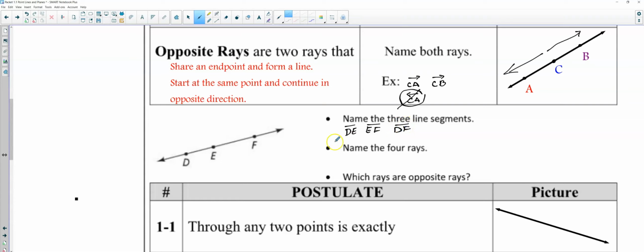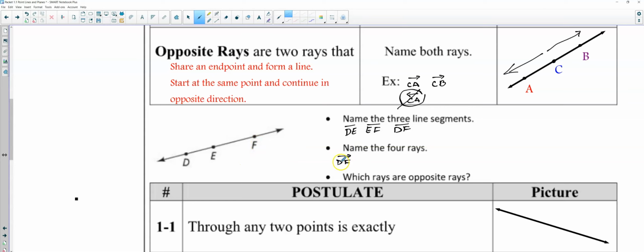And those are my 3 segments here. It says name 4 rays. Well, let's name 4 rays. Well, the first one would be ray DF. Let's look at that one. Ray DF. It starts at D. It goes through F and through E. So the ray DE and ray DF would be the exact same ray.